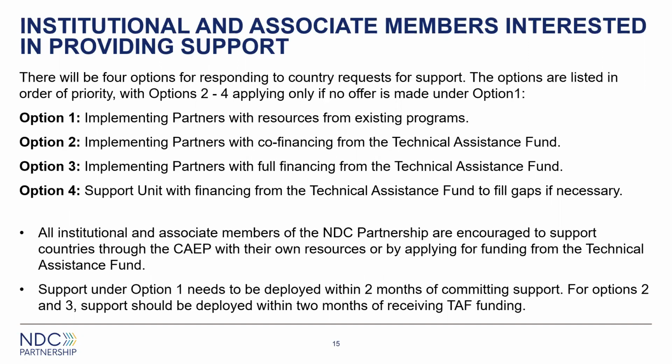Support under option 1 needs to be deployed within 2 months of committing support. So if you already have the resources, we're asking you to provide support within 2 months of committing to provide it. For option 2 and 3, the time will be a little bit longer because you would have to go through the process with WRI to provide you with the grant. So this will probably result in a delay of 1 month, but after the funding is received, we expect you to start providing support within 2 months of that moment.